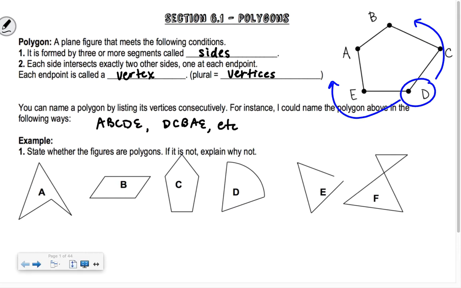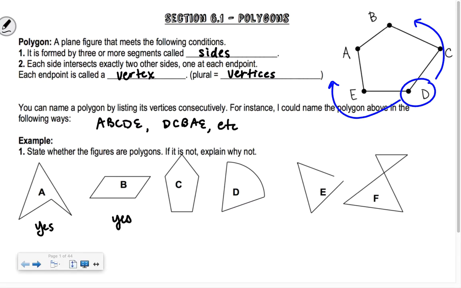Okay, so we said it has to have straight sides, they have to connect at points, so that they have to connect at vertices. So let's think about whether the following are polygons. So is A a polygon? Yes. Okay, this is what we call a concave polygon. Why do you think I call it concave? Yeah, it caves in, right? So this is, yes, it's a polygon.